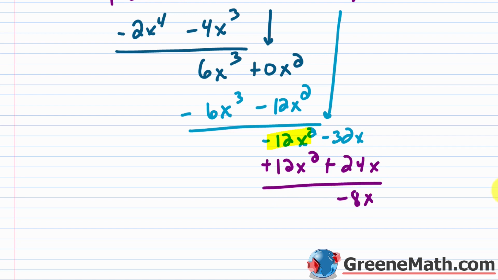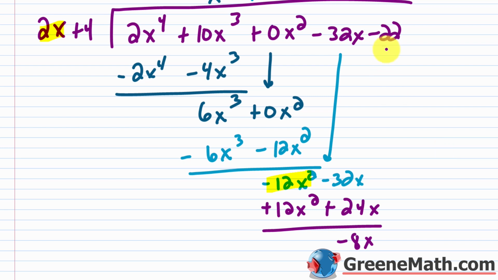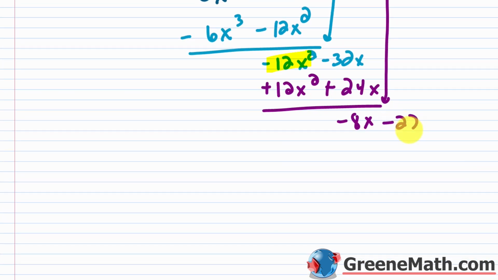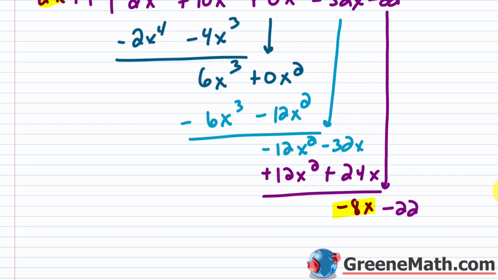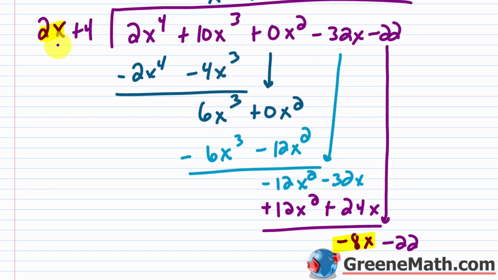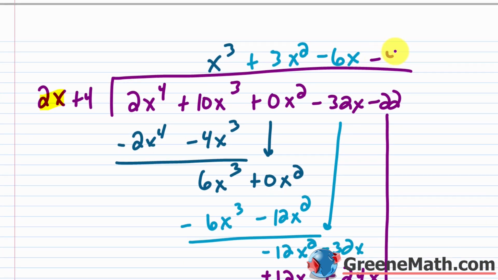And then let me drag this up here so we can see. We're going to be dropping this negative 22. Okay, so bring that down. So we have negative 22 here. Let me go ahead and erase this, and I'll highlight this. So then you're going to have negative 8x divided by this 2x here. Negative 8 divided by 2 is negative 4. X over x is 1. So this is going to be minus 4 here.